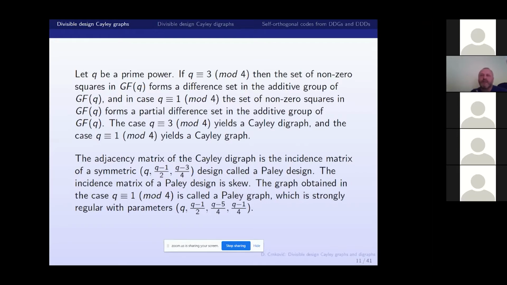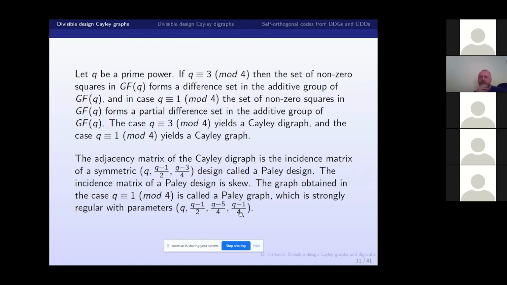We can define a design, but then it is not a 2-design. This is just one design. Because in that case, when we have a Cayley graph, then we get a strongly regular graph with these parameters: (q-1)/2, (q-5)/2, and (q-1)/4.